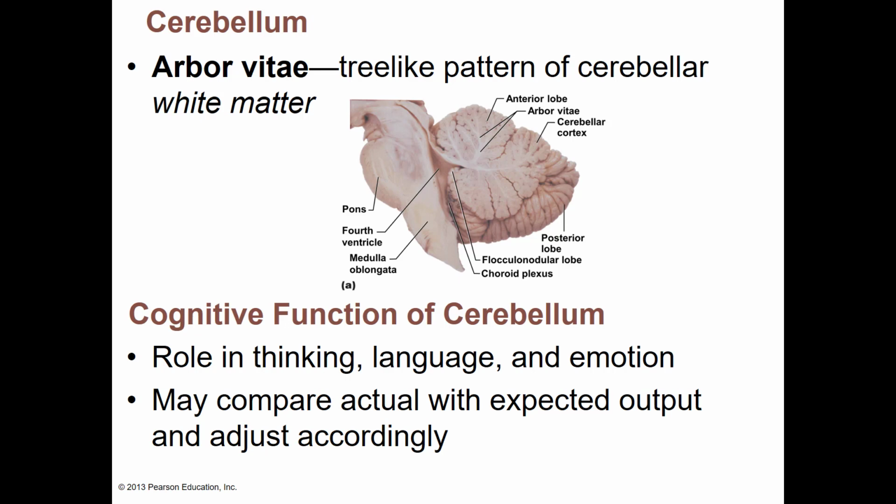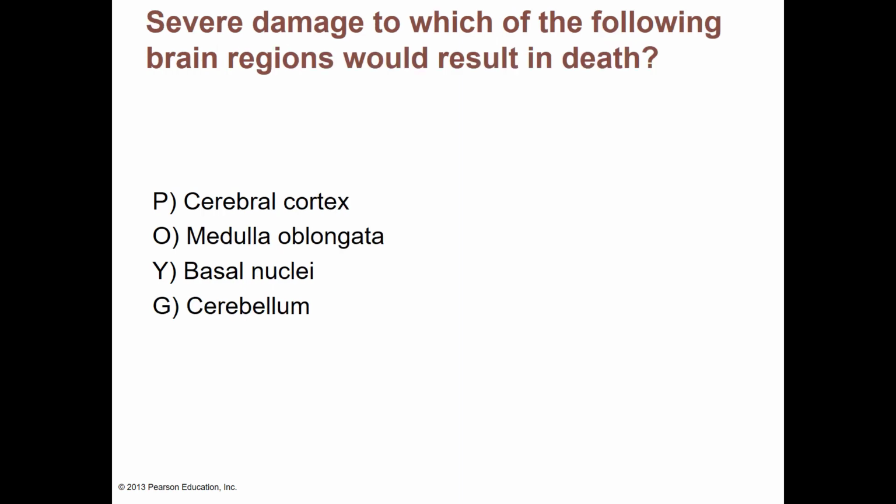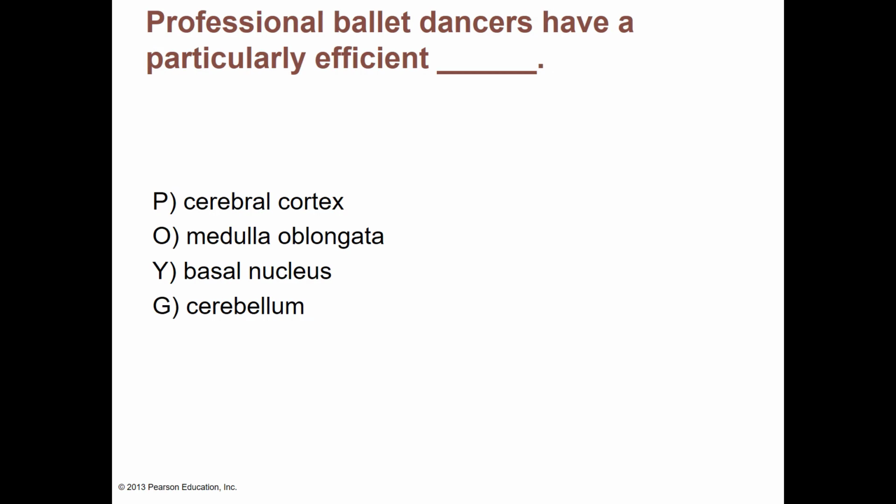Now, a little review. The pons belongs to which major brain region? It belongs to the brainstem. Severe damage to which of the following is always going to result in death? It's always the medulla oblongata because of those very important things it can do. And professional ballet dancers have a particularly efficient cerebellum that controls those nice, smooth flowing muscle movements. And yes, the more you practice, the more you can increase those smooth flowing muscle movements.